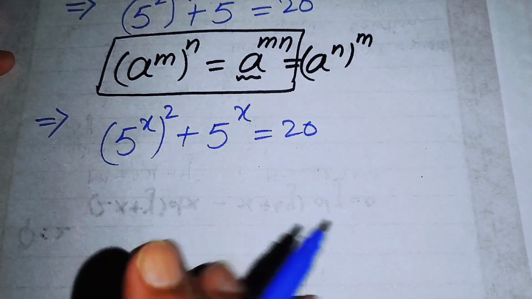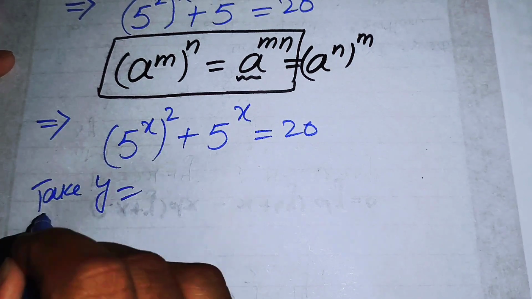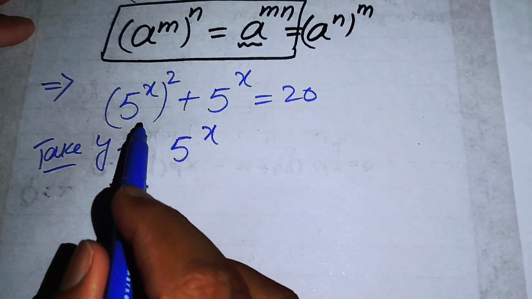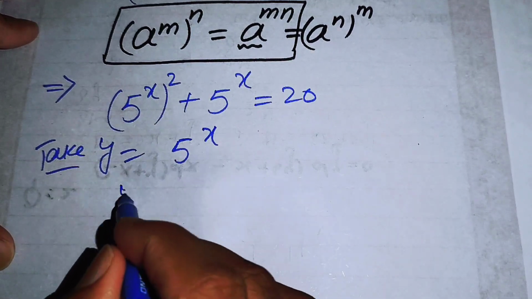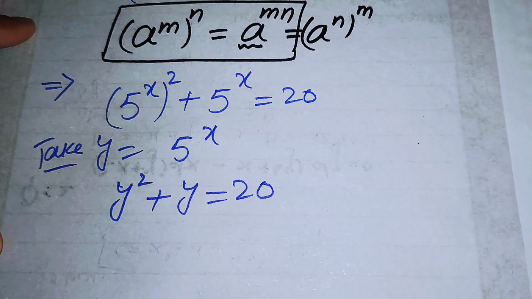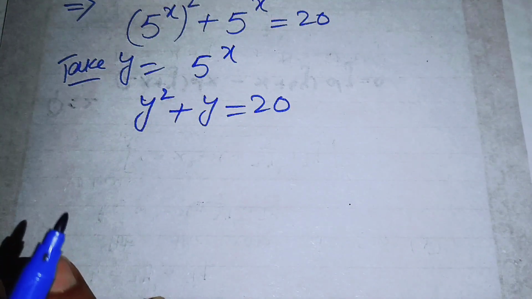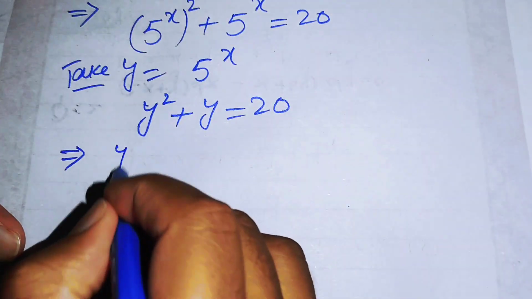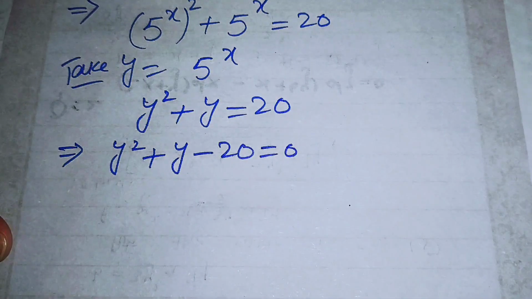So after that we can make this expression in simplified form. We will take y is equal to 5 to the power of x. When we substitute y, this exponential equation becomes a quadratic equation: y squared plus y is equal to 20. And now I can factor this quadratic equation in order to solve this problem. First I move this 20 to the left hand side, and it becomes y squared plus y minus 20 is equal to 0.